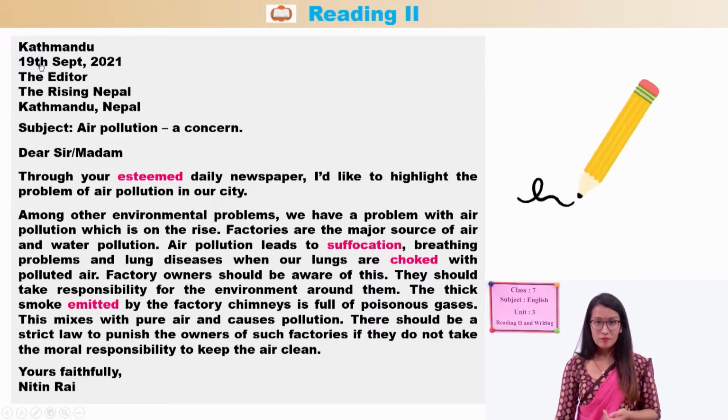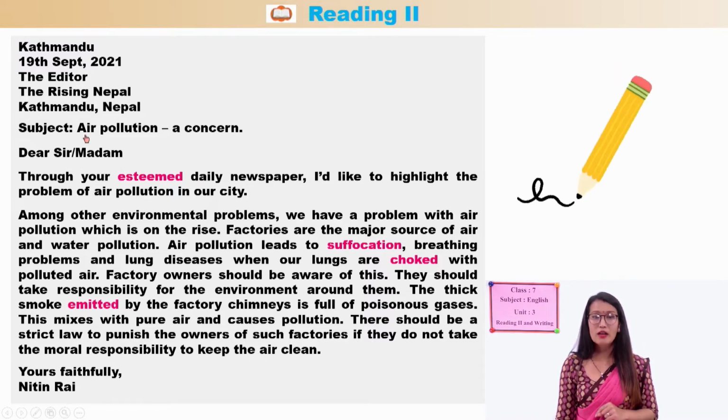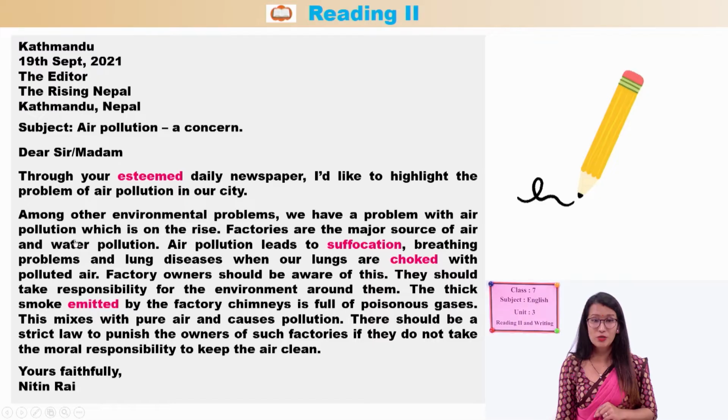Let me read this letter aloud. You listen carefully. Kathmandu, 19 September 2021. The Editor, The Rising Nepal, Kathmandu, Nepal. Subject: Air pollution a concern. Dear Sir or Madam, through your esteemed daily newspaper, I'd like to highlight the problem of air pollution in our city. Among other environmental problems, we have a problem with air pollution which is on the rise. Factories are the major source of air and water pollution. Air pollution leads to suffocation, breathing problems, and lung diseases when our lungs are choked with polluted air.